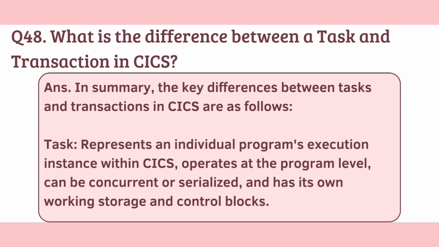Moving to question number 48. What is the difference between a task and transaction in CICS? The answer is, in summary, the key differences between tasks and transactions in CICS are as follows. Task. It represents an individual program's execution instance within CICS, operates at the program level, can be concurrent or serialized, and has its own working storage and control blocks.